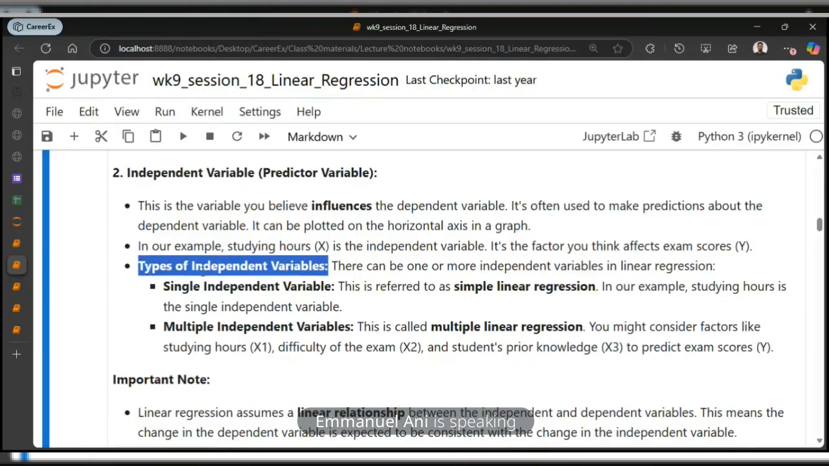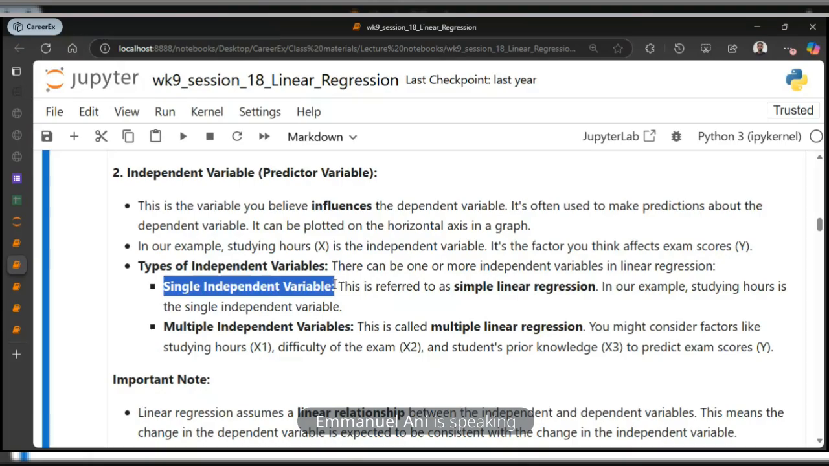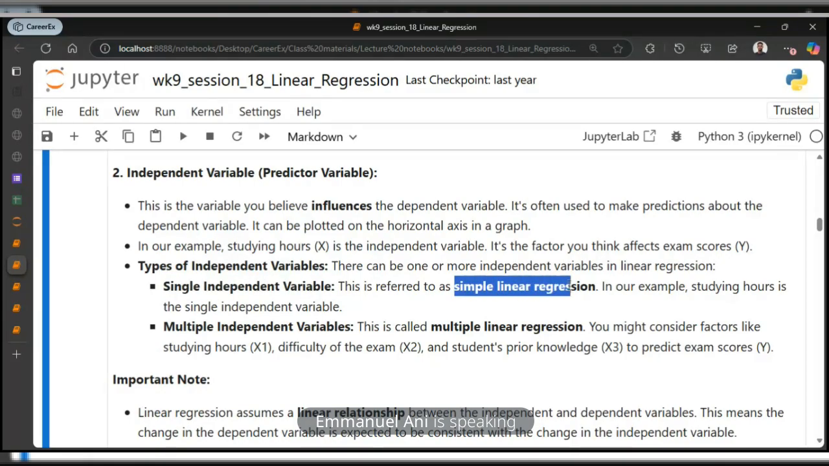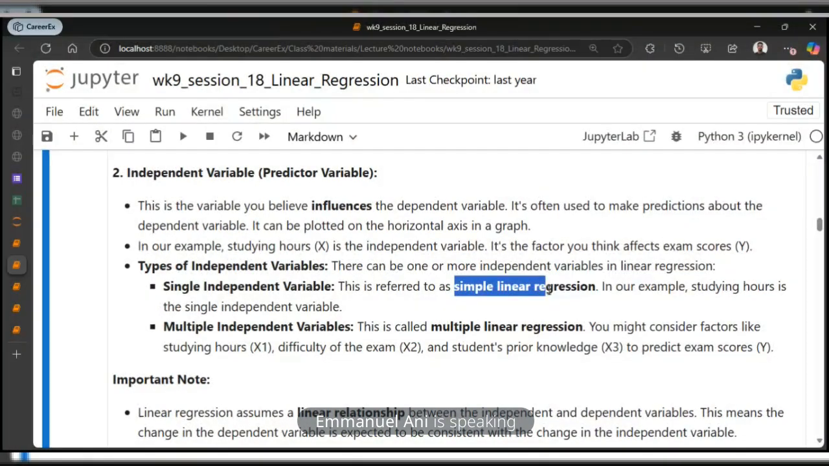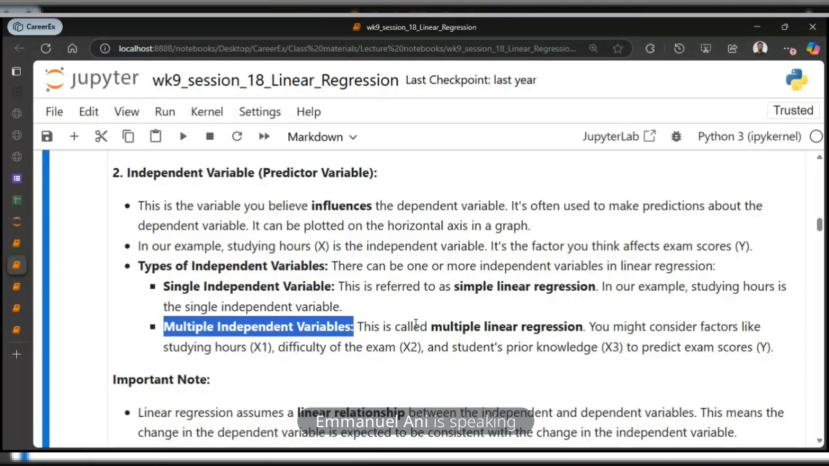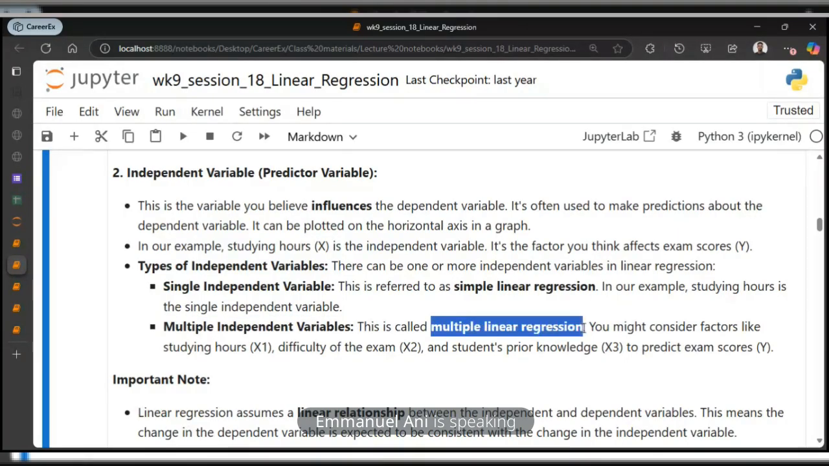We have two types of independent variables. We have a single independent variable, or what we call simple linear regression. So we are looking at linear regression today. When you have just one independent variable, you are going to be using simple linear regression for that task. But when you have multiple independent variables, you're going to be using what we call multiple linear regression.